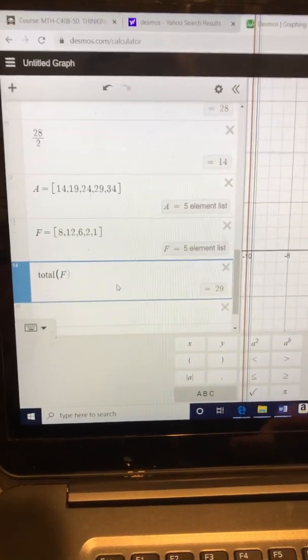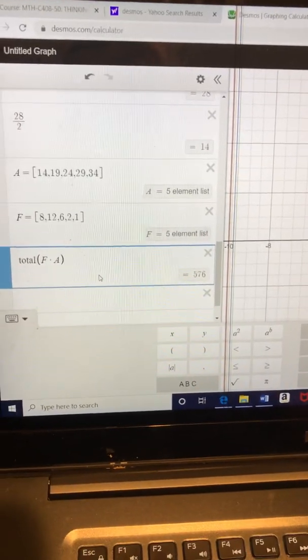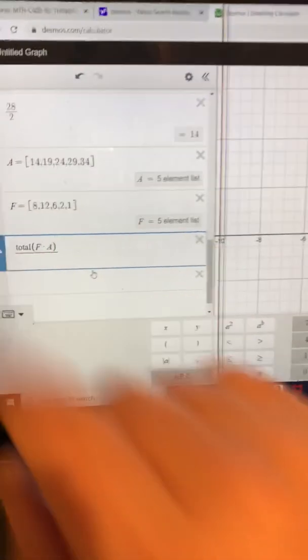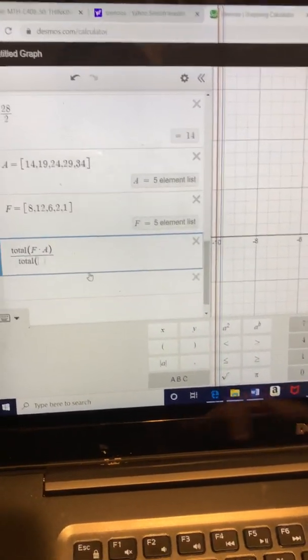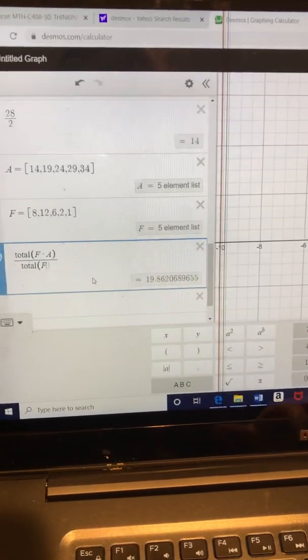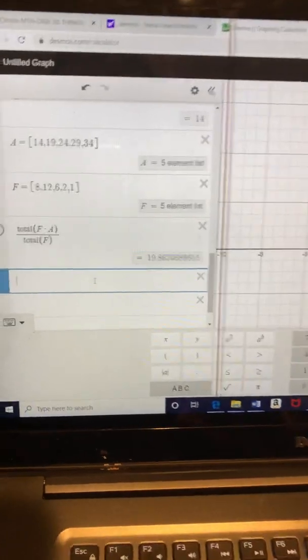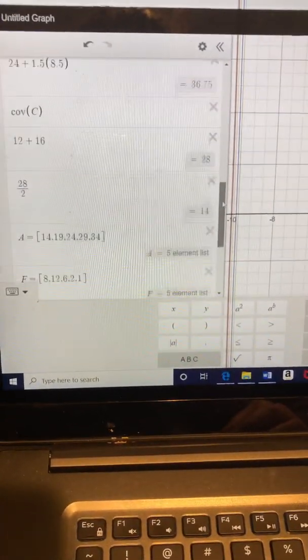I'm going to make sure this is how I did it last night, I'm pretty sure. Divided by the total of F, or you could just type 29 since we know that's what it is, but I'm going to do it this way just to show you. And that is my mean. And so 19.86, which is what we got if I go back.